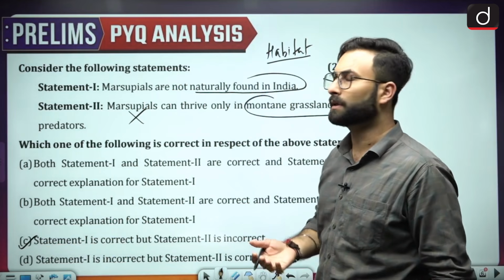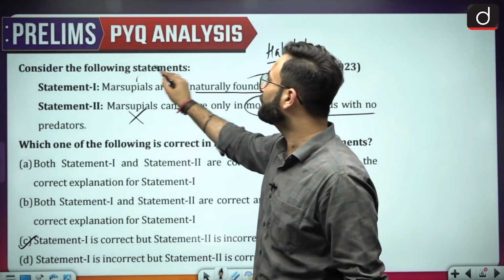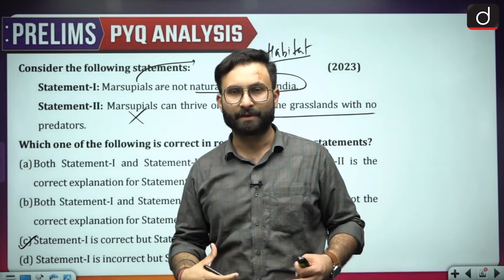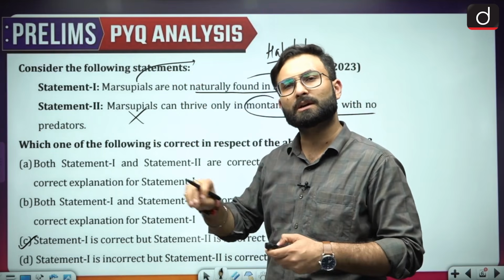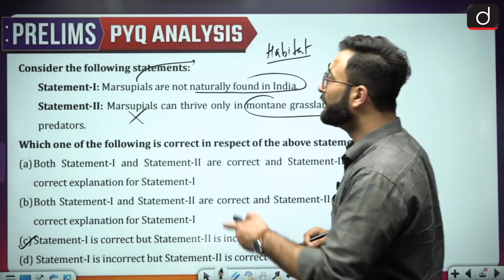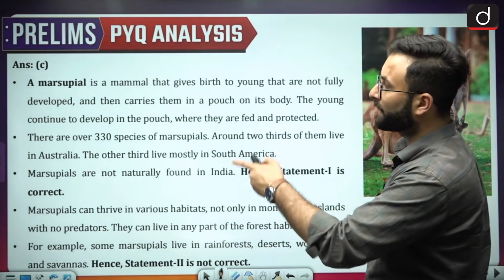Naturally they are not found in India, because when we talk about marsupials, these are the ones which have a pocket in front of their stomach. These are like kangaroos etc. Mostly in the Australian region these are found. So option C would be your right answer over here.